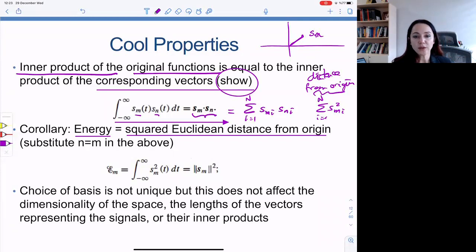Now, when we are given a set of n functions, the choice of the basis vectors for this set of n functions is not unique. Depending on which order you start orthonormalizing the signals, that is, in which order you run this Gram-Schmidt procedure, you may arrive at different sets of basis functions, but this does not affect the dimensionality of the space, the length of the vectors representing the signals or their inner products. It just changes the shape.